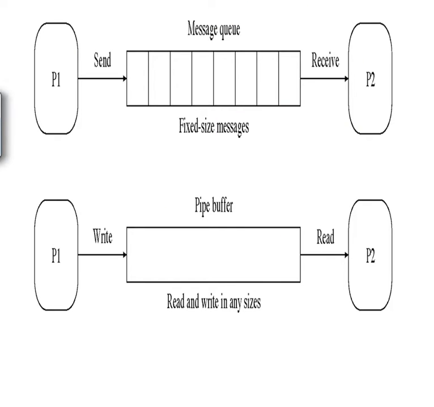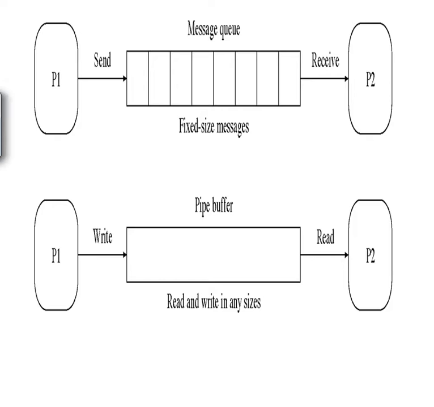Now this is the difference between the message queue and a pipe buffer. In a pipe you can read and write in any size. It's just a stream of data going from one process to another, but the limitation is it can be only between two processes. Here we can have multiple processes, and there can be fixed-size messages, right? And who is going to send and who is going to receive is in the format of the message itself.